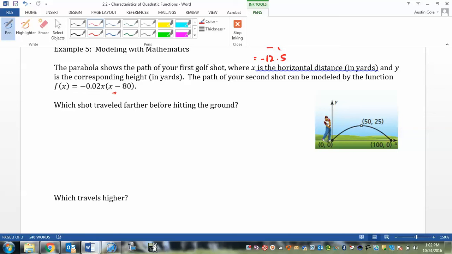Which shot traveled farther before hitting the ground? Well, how far did this fall or travel before it hit the ground? Now, I'm just saying, if this is in yards, you think this is drawn to scale? No. You'd probably be like 75 yards tall. Wow. That's ground. It's possible. So, how do we, it says which shot traveled farther?